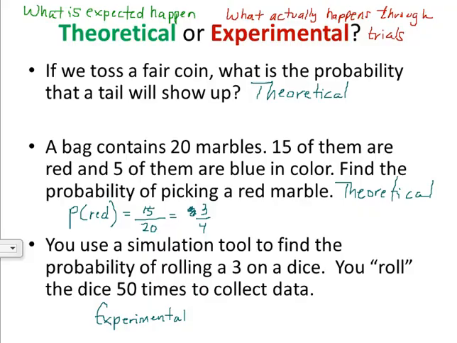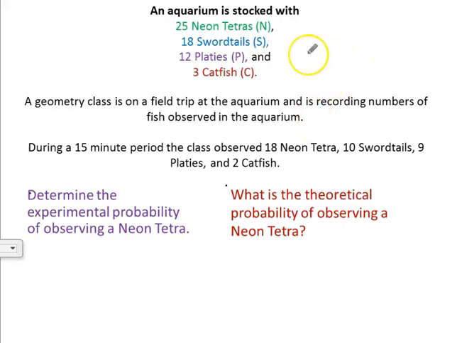All right, moving on. So let's do some more calculations. Let's practice finding some probability, experimental and theoretical. So experimental is based on trials, and theoretical is what is expected to happen. So we've got an aquarium, and our aquarium is stocked with 4 different types of fish. So in the aquarium, we've got 25 neon tetras, and we're going to abbreviate that with N. We've got 18 swordtails, that's a type of fish, we'll abbreviate that with S. 12 platies, abbreviate that with P, and 3 catfish, abbreviate that with C.